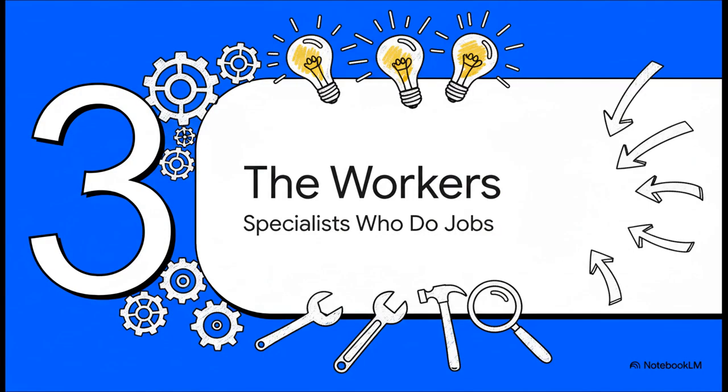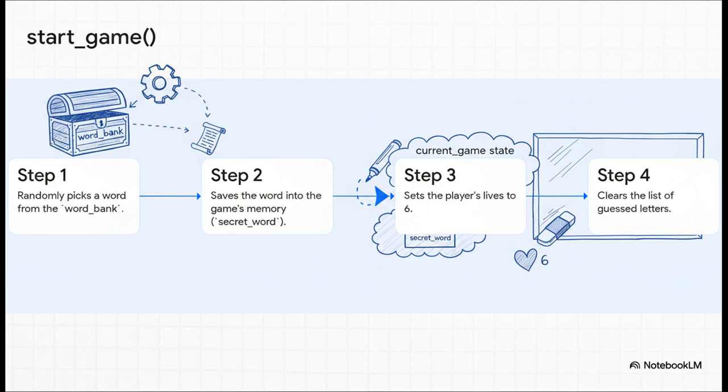Okay, so that's the memory. But who actually does anything? Well, that's where our workers come in. In our code, these are the functions. Each one is a specialist with one and only one very specific job. Meet our first worker, Start Game. Its job is super simple: set up a new game. That's it. It just grabs a random word from the word bank, then it gets the game's memory ready by setting the lives to 6 and wiping the guess list clean.